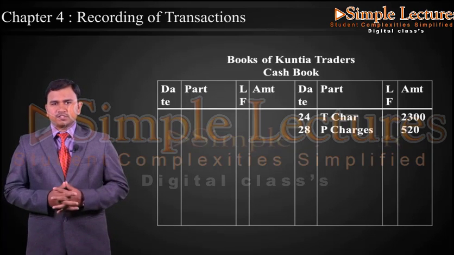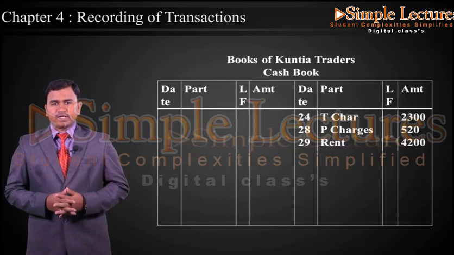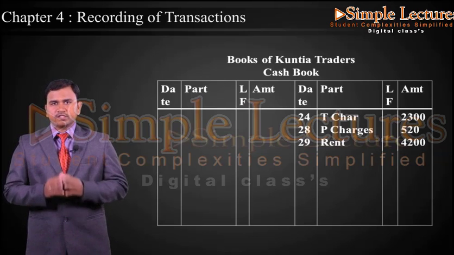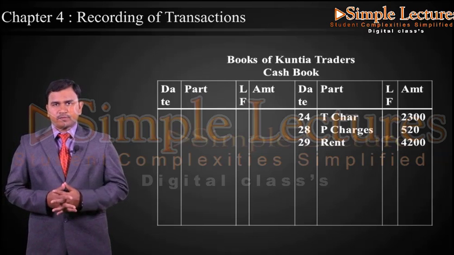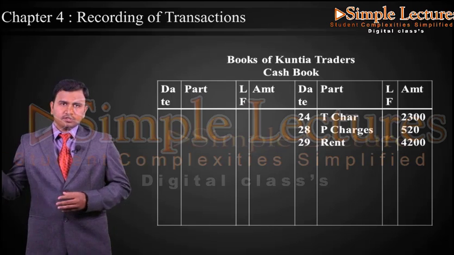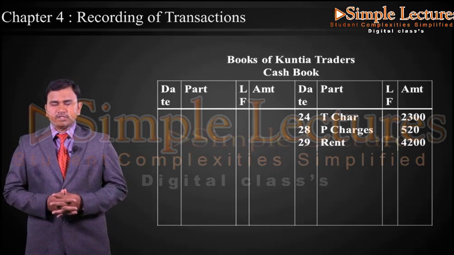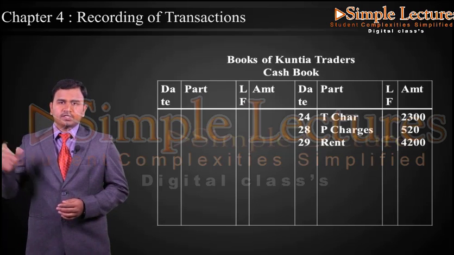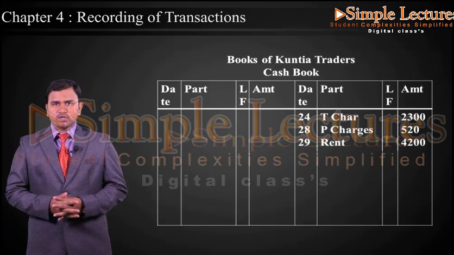And the next transaction we have on September 28, where the transaction is paid monthly rent 4,200. So again it is very clear that the rent was paid, which is payment. Again this should be recorded in the credit side, and the date will be September 28, and the entry will be by rent in the amount column 4,200.